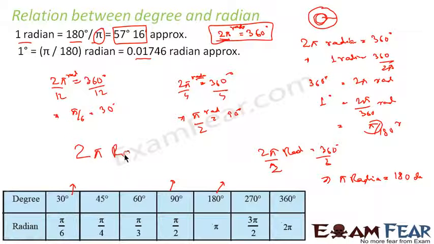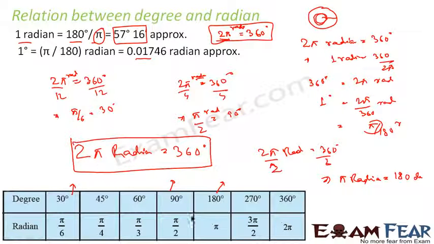I'll write once again, 2 pi radian is equal to 360 degree. This is the most important relation. If you know this relation, you can find all these formulas. Just remember, and if you don't remember, just imagine that in one big circle, this whole angle is equal to 2 pi radian. Also, the whole angle we can say is 360 degree. So we can equate 2 pi radian is equal to 360 degree. And we get the formula.